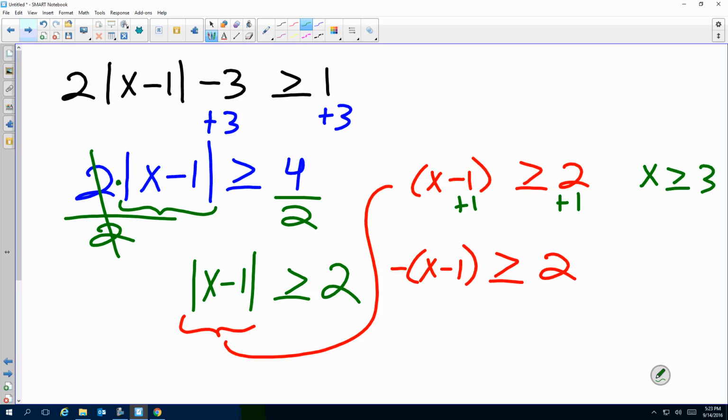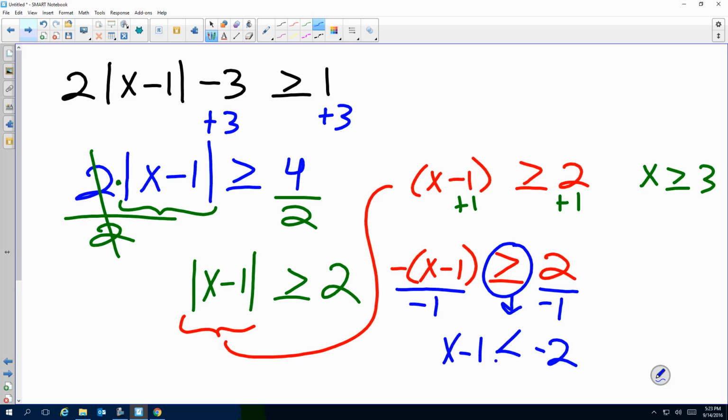The second one, well, we have to follow the rules. Divide by this negative 1 on both sides. That's going to give me x minus 1, and then a negative 2. And whenever we divide by a negative number, we're always going to switch my sign. That's a good thing. Now, very simply, add 1, and we find that x is less than or equal to negative 1. What if you were asked to graph this answer on a line?